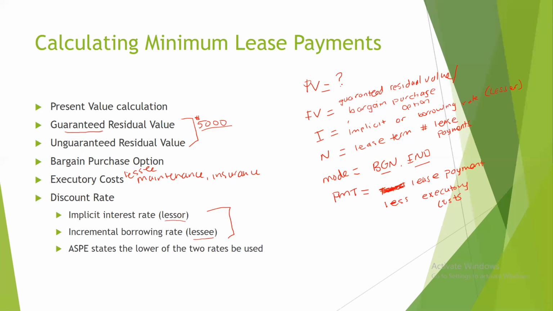So you can input them in your calculator or in Excel, and then you get your PV at the end. And then compare this PV with the fair value of the asset. If the PV is at least 90% of the fair value of the asset, then you have a capital lease. Then that third criteria has been met.